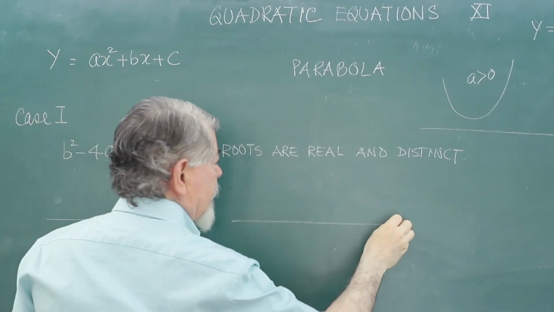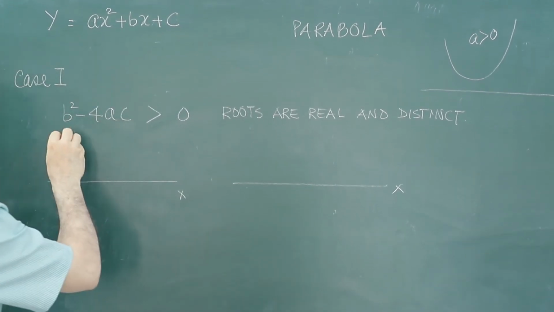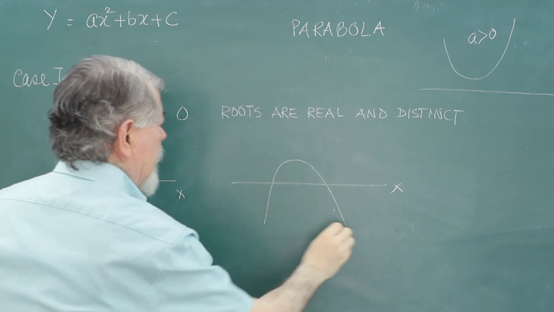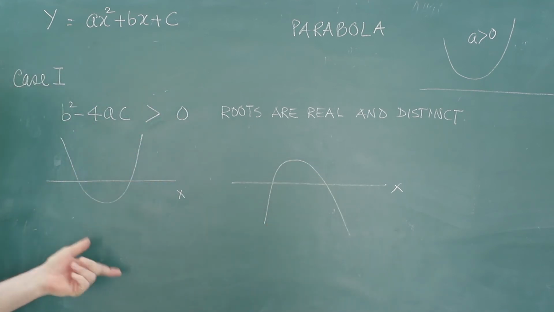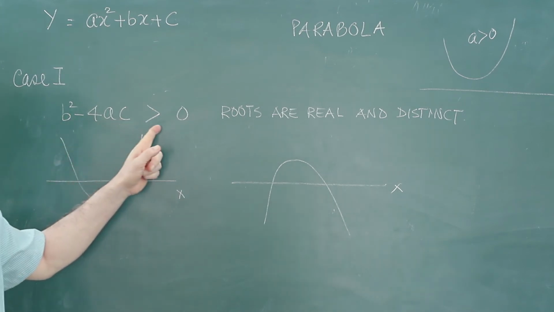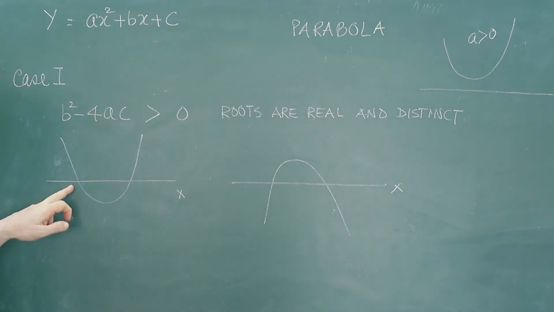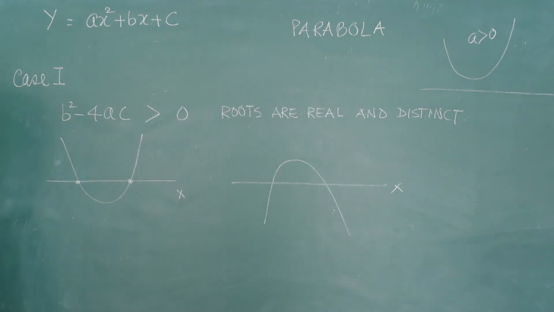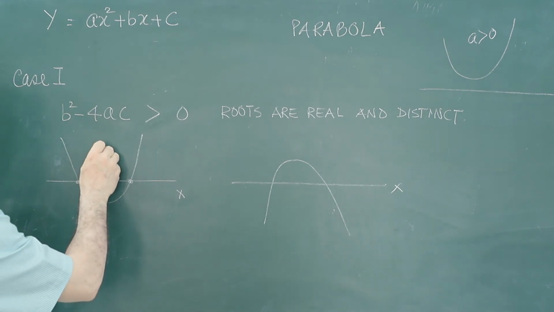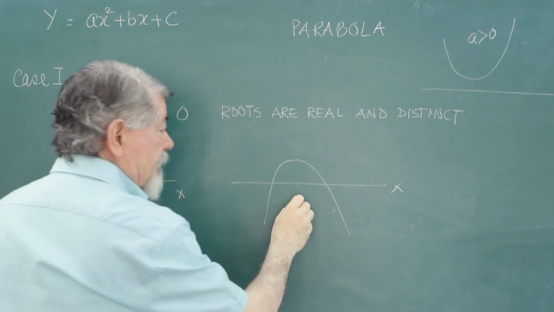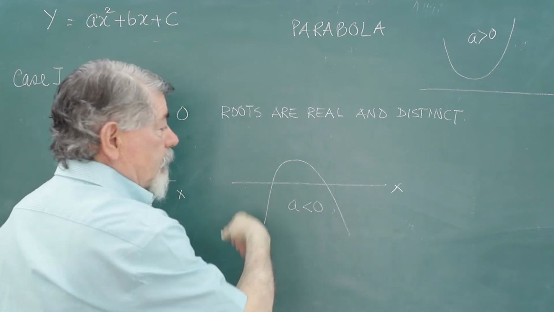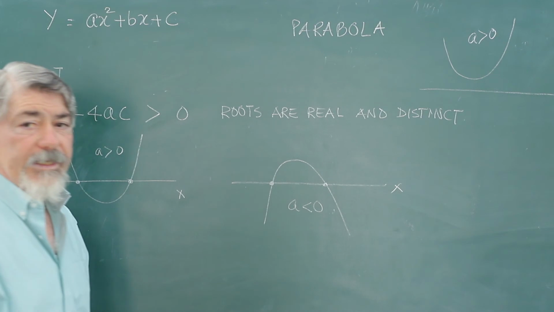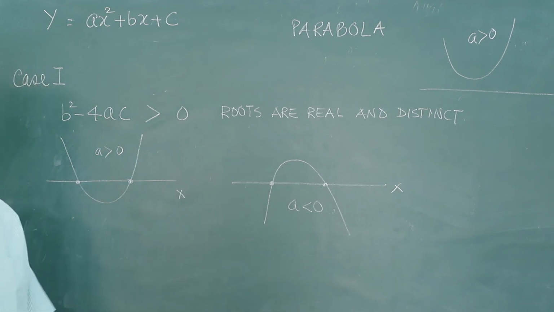Suppose this is your x-axis. Then either this will be of this nature or it will be of this nature. If A is greater than 0, it will be of this nature, and if b square minus 4ac is greater than 0, then it will be cutting the x-axis at two places, so you will get two different real roots. If A is less than 0, then obviously the parabola will be downward, but it will be cutting the x-axis at two places, so you will get two real distinct roots.